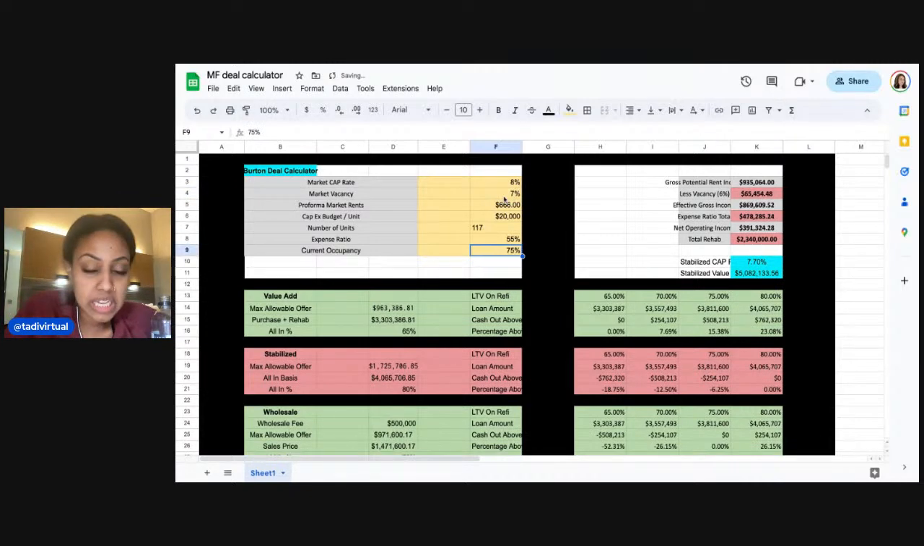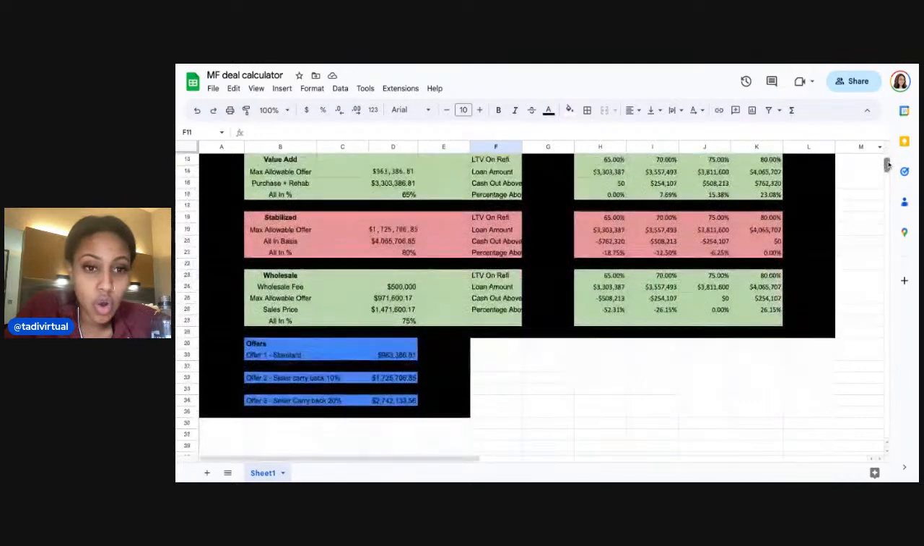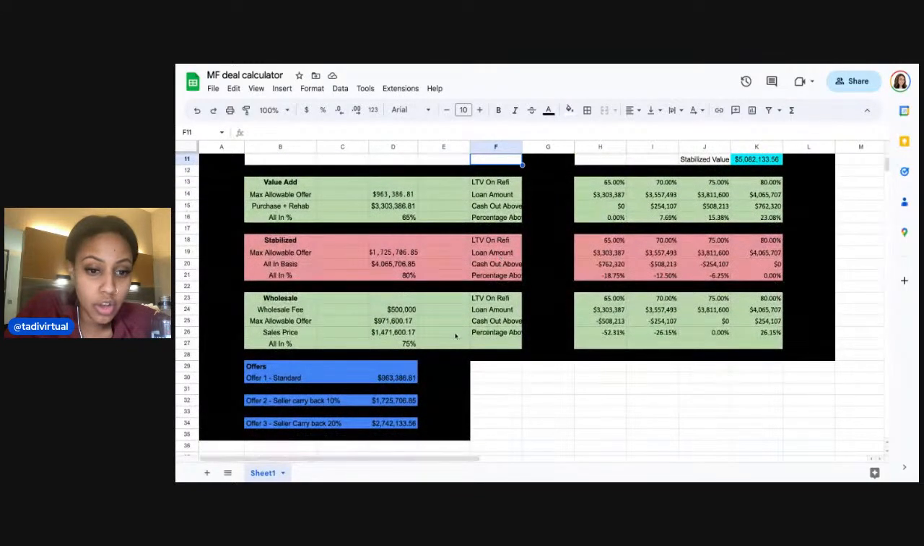Okay, so we got the cap rate, vacancy rate, the market rents, the CapEx budget per unit, number of units, the expense ratio, and the current occupancy. So we know on this deal, if we were going to buy all cash, we would need to be in at under $1 million. And remember, guys, I told you they're asking for $8 million. Even if the seller carried 20%, we'd still be super low. I love this calculator because it just makes it so easy to figure out what deals aren't even worth talking to someone further on.